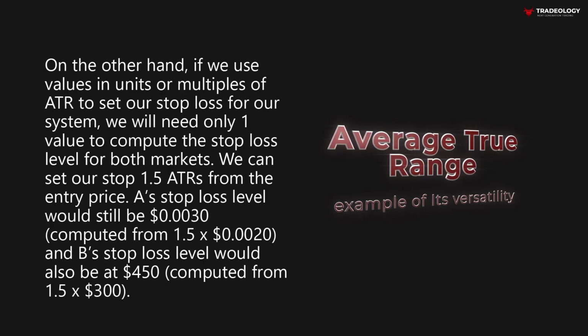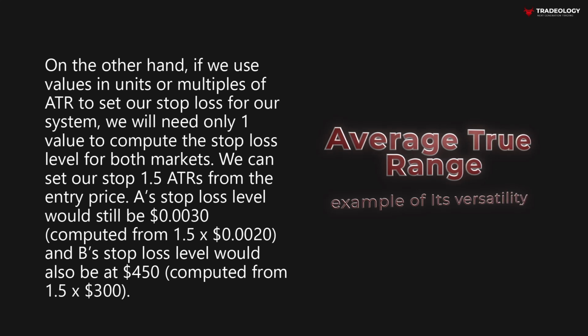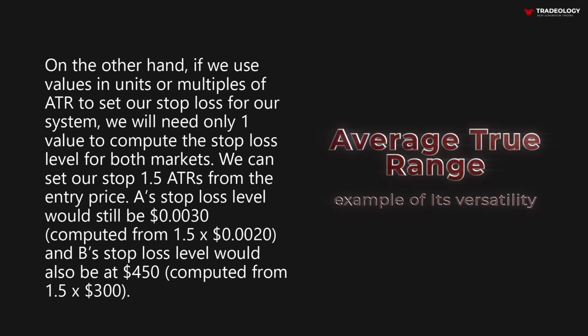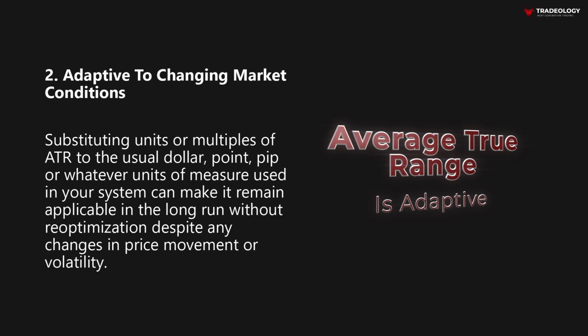On the other hand, if we use values in units or multiples of ATR to set our stop loss for our system, we will need only one value to compute the stop loss level for both markets. We can set our stop 1.5 ATRs from the entry price. A's stop loss level would still be $0.0030, computed from 1.5 times $0.0020, and B's stop loss level would also be at $450, computed from 1.5 times $300. Adaptive to changing market conditions.